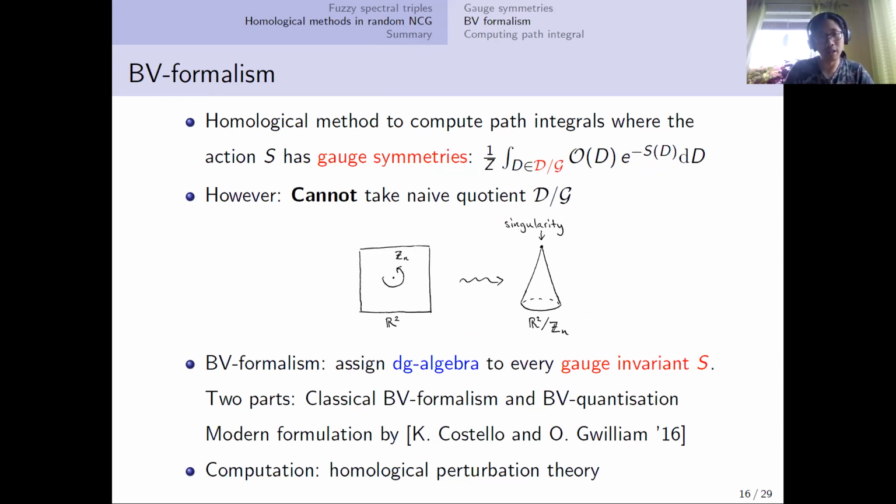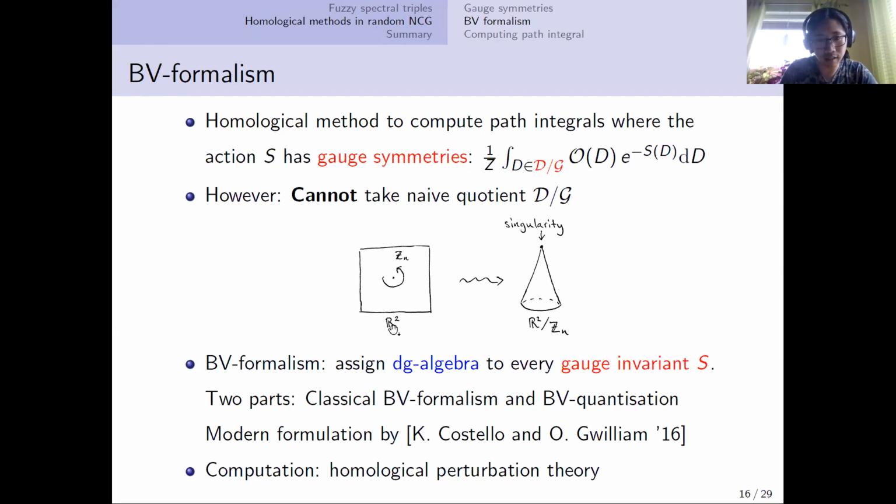The BV formalism, for those of you who don't know, is a homological method to compute path integrals where the action has gauge symmetries, or where the action is gauge invariant. One can think, why don't we just take the quotient out directly? Well, this is not always a good idea, because the group action might not be free, for instance, as in this case. This is an example, just an analogy from commutative geometry.